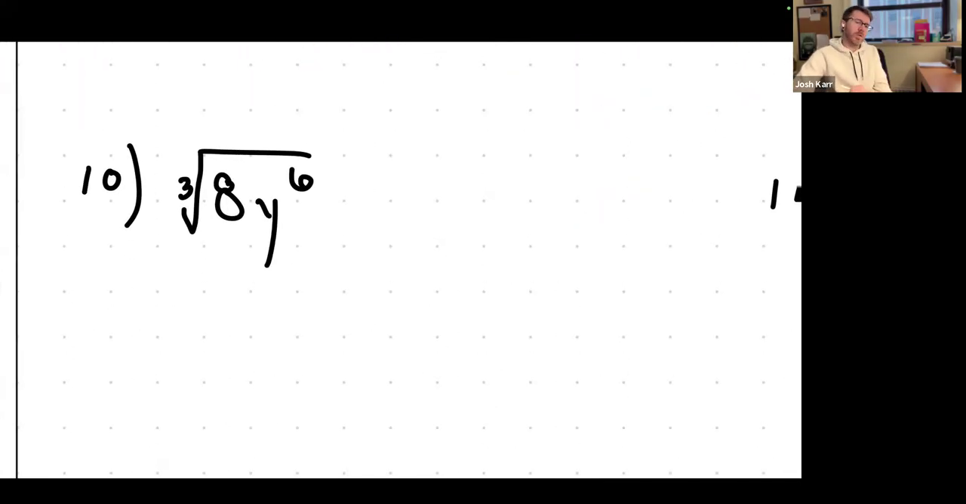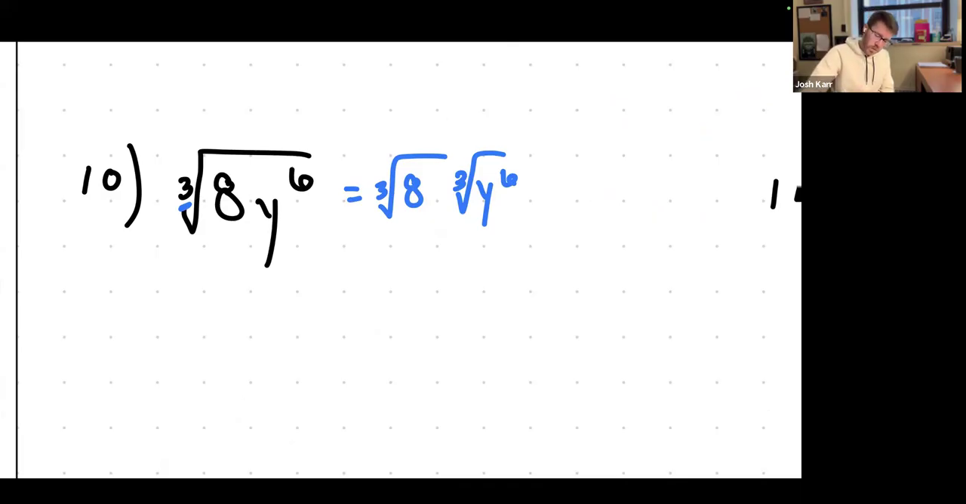All right, cube root this time. So we got an index of 3, right? Index of 3. So we're asking what got cubed. So let's break it apart. Cube root of 8 and cube root of y to the 6th. So cube root of 8, what got cubed to arrive at 8? 2 times 2 times 2.